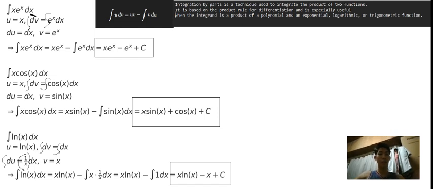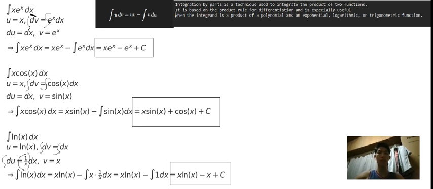Integration by parts is a technique used to integrate the product of two functions. It is based on the product rule for differentiation and especially useful when the integrand is a product of a polynomial and an exponential, logarithmic, or trigonometric function. So let's begin. Guys, I'll be giving you three examples on how to solve integration by parts.